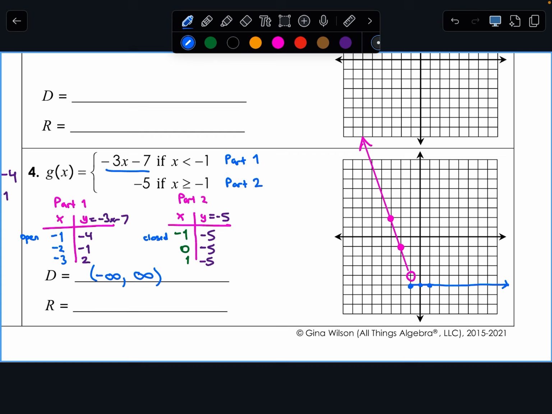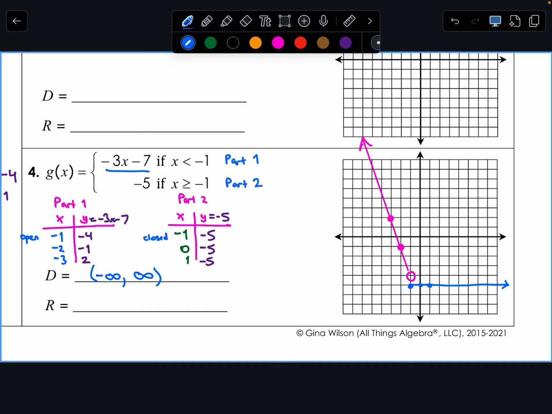So negative infinity to positive infinity. That's the domain. Does anybody have a question about why the domain is what it is? Yes, go ahead. What if they were both closed? Oh, then it doesn't matter. It's just going to continue. It'll just be a continuation.